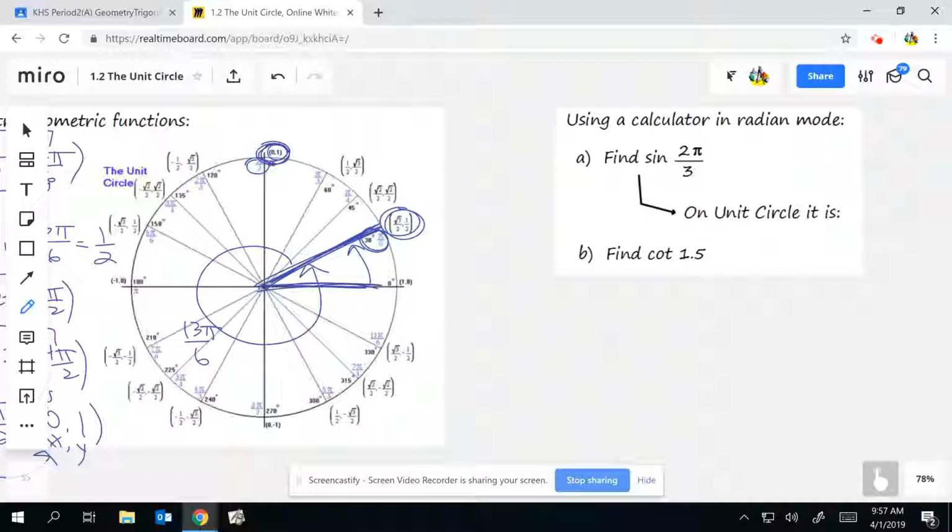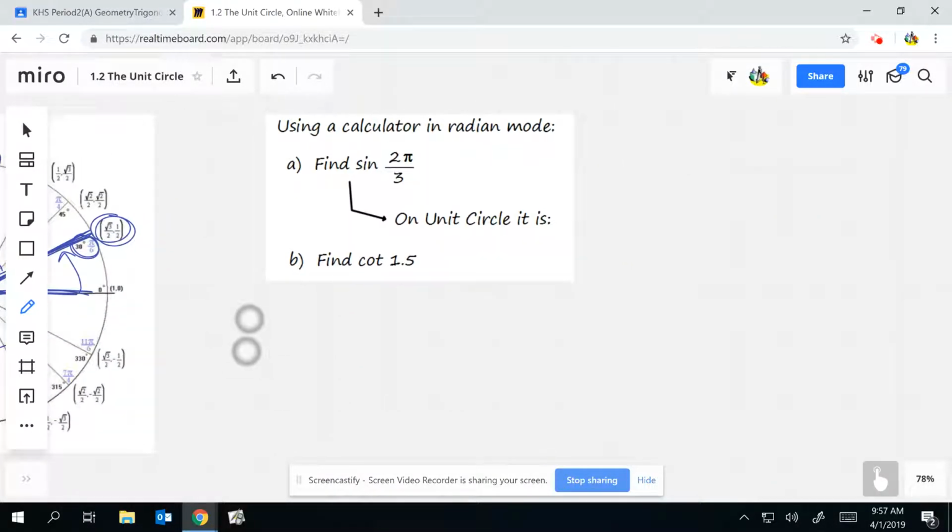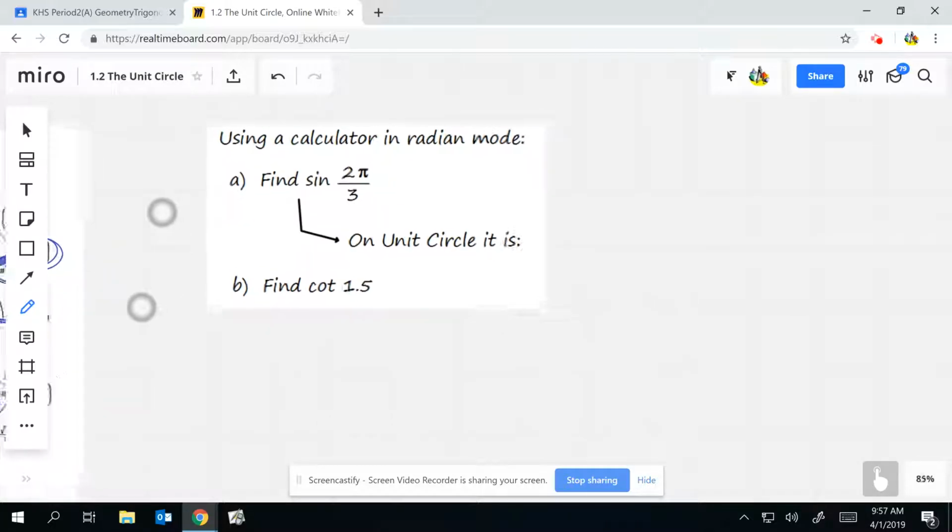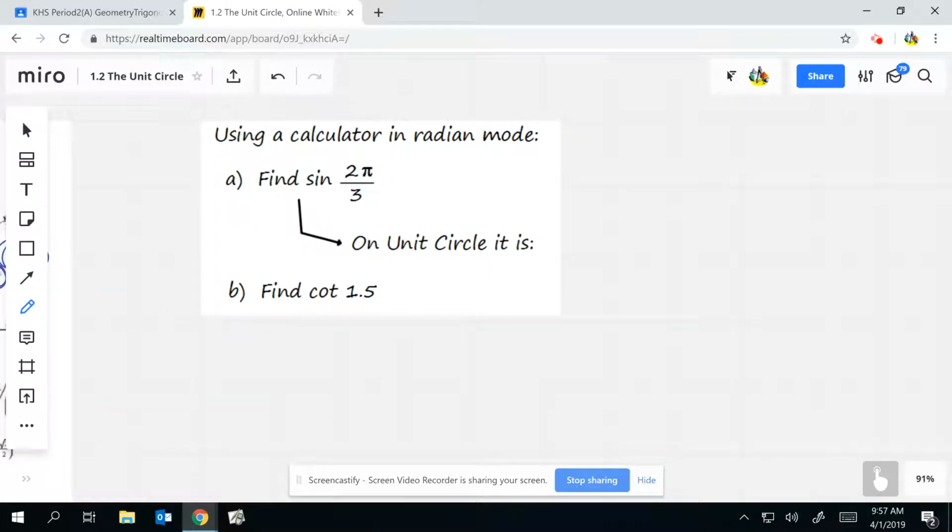Now the last two are just how do you put it in your calculator. You're going to have a couple on the homework where you just put them in your calculator. And you got to make sure you're in radian mode. So the first one will be easy. Sine of 2 pi over 3, 2 pi divided by 3 equals, you'll get your 0.866 there.